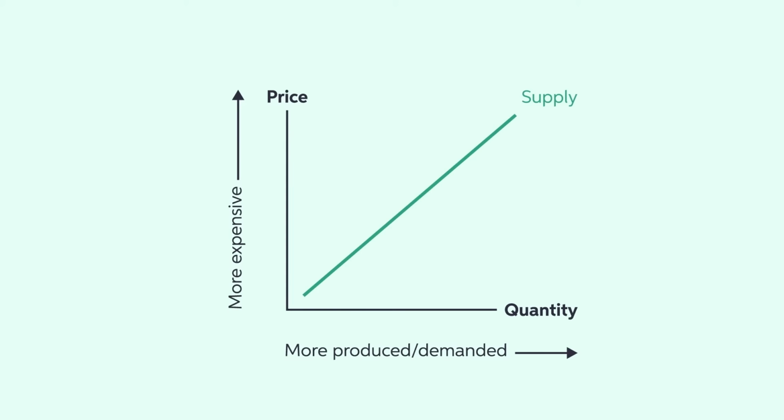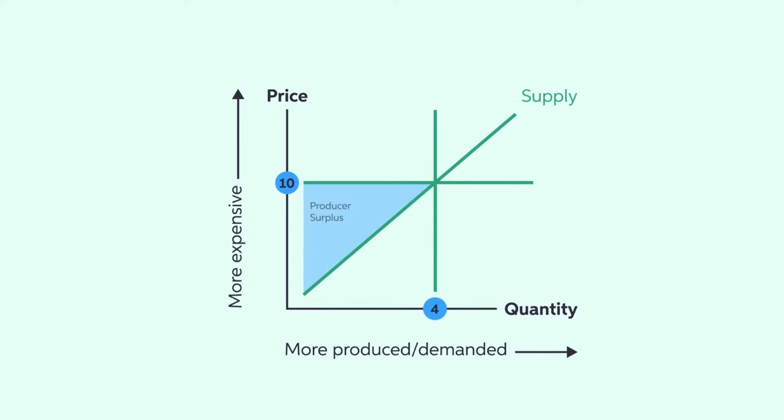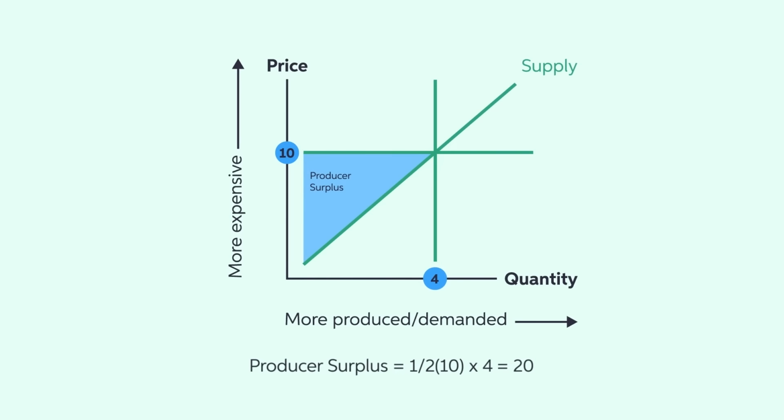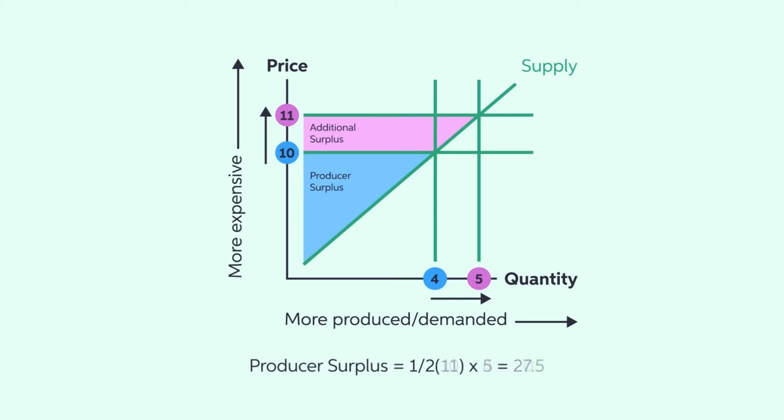Let's say a producer currently produces 4 units of a good and sells it for $10. The producer surplus is 1/2 price times quantity, or 1/2 × 10 × 4, which equals 20. Suppose in an inelastic demand environment, a producer is able to raise the price to $11 along the supply curve and is able to produce 5 units now. The producer surplus increases to 1/2 × 11 × 5, which equals 27.5, a large increase.